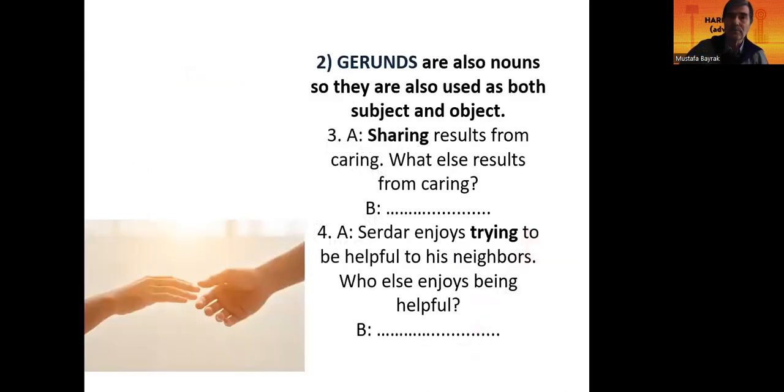Gerunds is number two. Gerunds are also nouns, so they are also used as both subject and object. I am sure you know this very well. Sharing results from caring. What else results from caring? Love results from caring. Help results from caring.